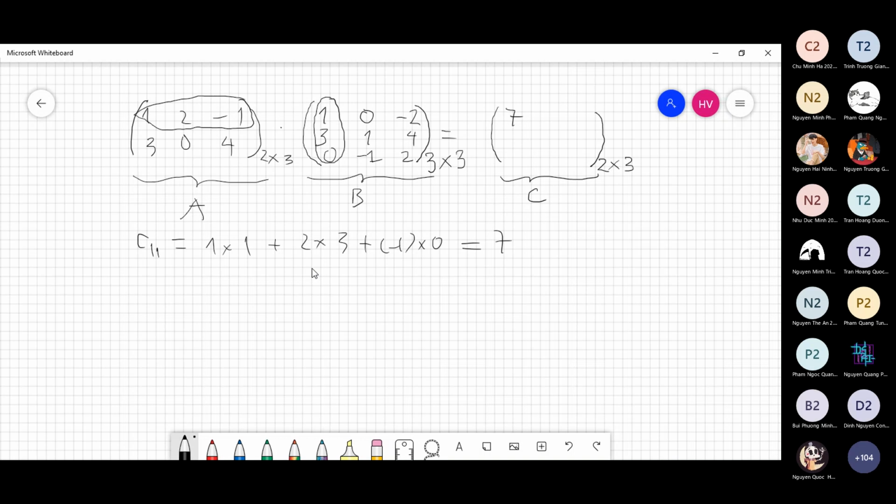And similarly for the second one, C12, you have to multiply the entry on the first row and second column. So you multiply the first row with the second column. So I just write here 1 0 0. So 0 plus 2 plus 1. So minus 1 multiply minus 1 is 1. So you obtain 3. So you can write here 3.